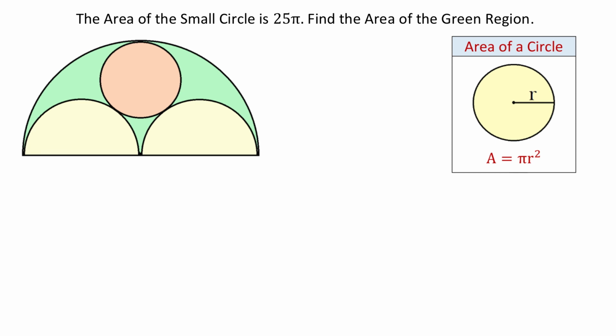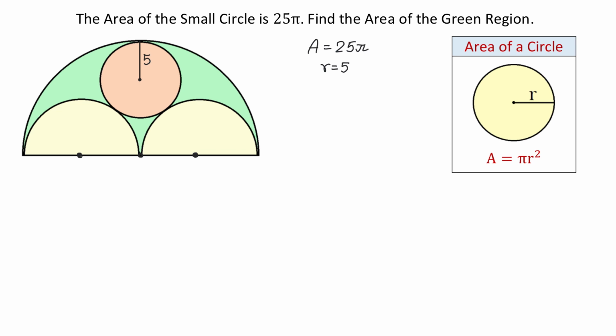Now let's talk about the orange circle. If the area of this circle is 25 pi, then the radius will be equal to 5, and that is because 5 squared equals 25. So now here in the figure I have the radius of 5 units.